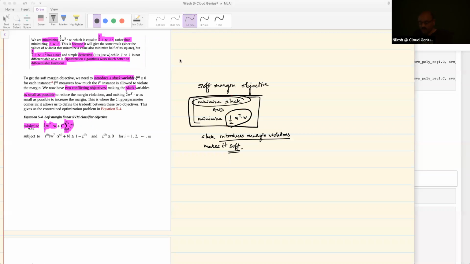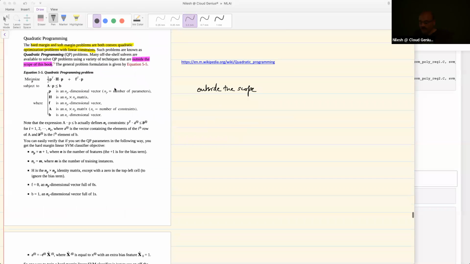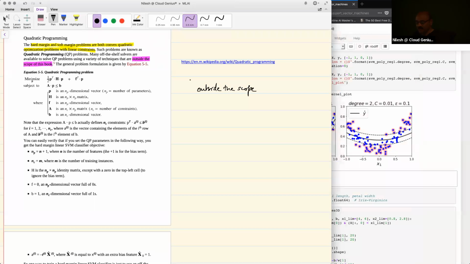Let's go forward. What we now have is basically another math. Math will not stop here. And so that's the hard problem. The hard part is there is too much math. And in the book, they claim it is outside the scope of the book itself, which is fine. But I found out that there is this idea of quadratic programming, which is nicely described in Wikipedia.